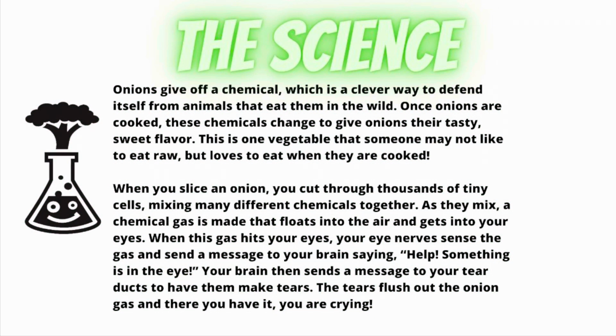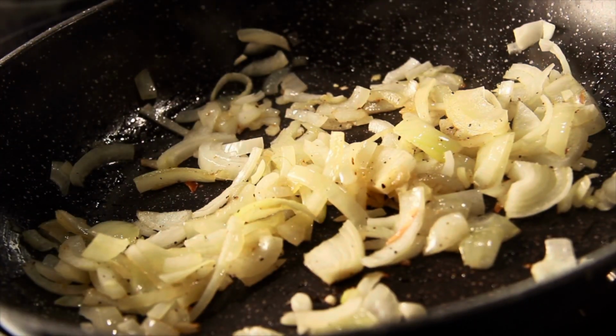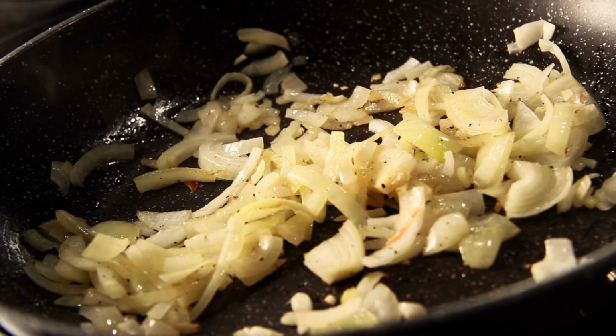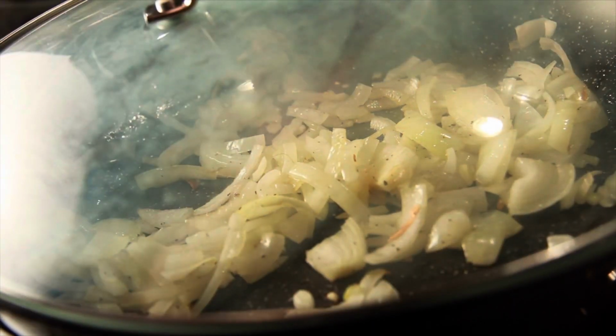So here's the science. Onions give off a chemical, which is a clever way to defend itself from animals that eat them in the wild. Once onions are cooked, these chemicals change to give onions their tasty, sweet flavor. This is one vegetable that someone may not like the taste of when it's raw, but love when it's cooked.